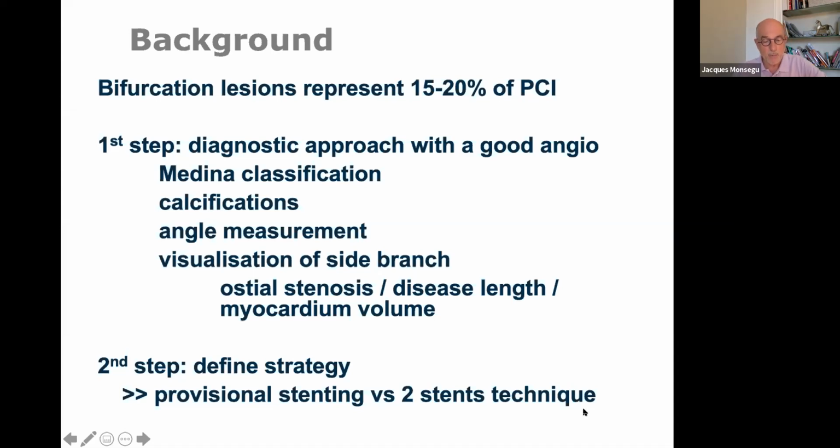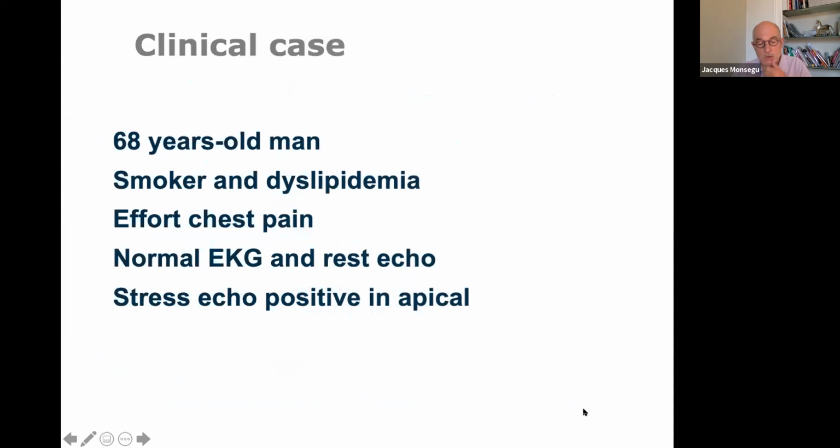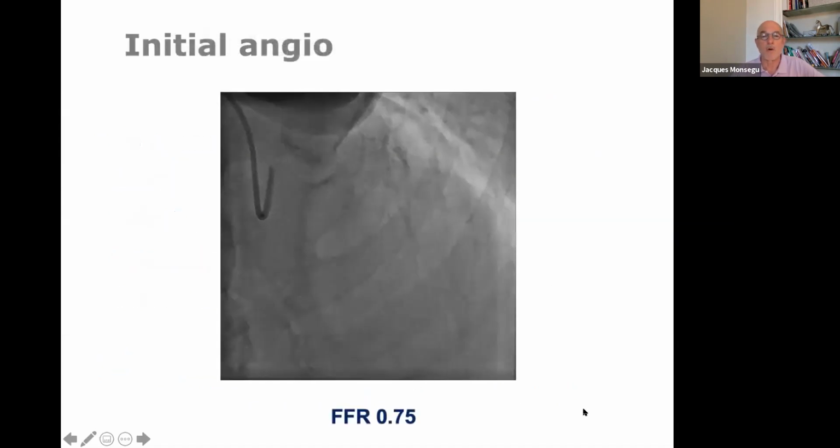The second step, of course, after this analysis, is to define and to plan your strategy according to one stent strategy or two stent strategies. I propose you to illustrate the provisional stent approach with a clinical case. It's a 68 years old man, a smoker, dyslipidemia. He presented chest pain during effort with a stress echo positive in apical wall motion.